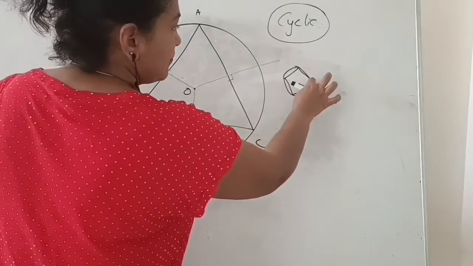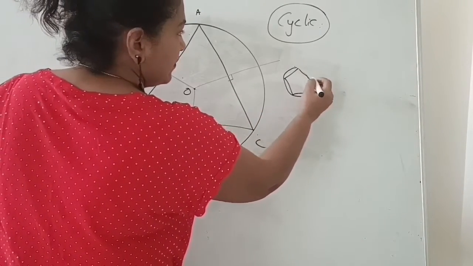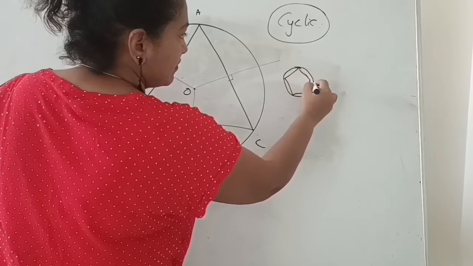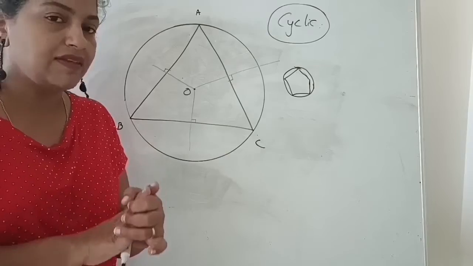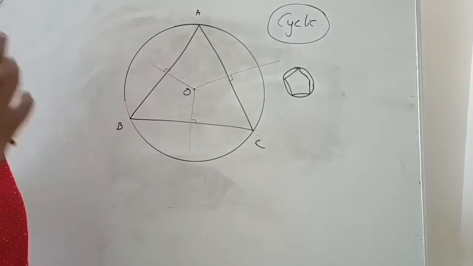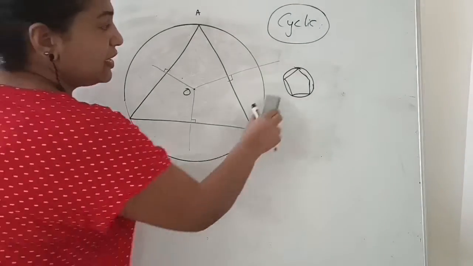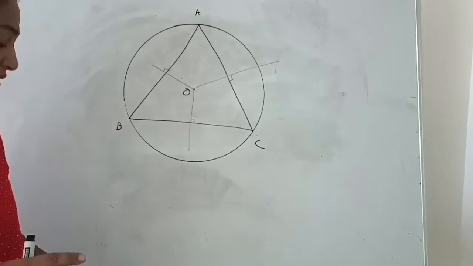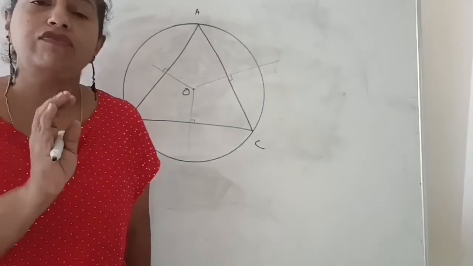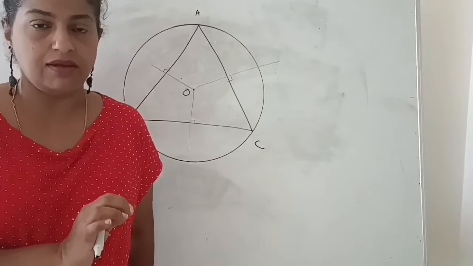Suppose I am missing this one vertex, but all the 4 vertices are touching the circumference. Then it is not a cyclic polygon, right? Now, by default, all triangles are cyclic, which means that all triangles can be enclosed within a circle irrespective of the size or the type of the triangle.